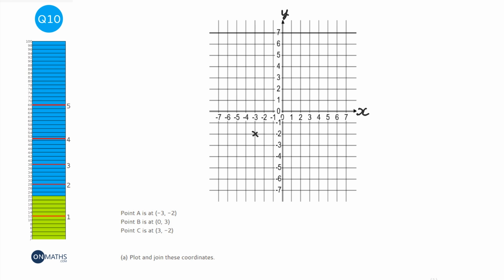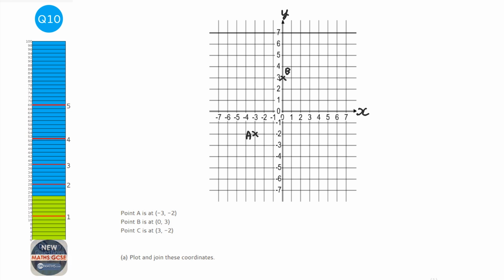A really common mistake is to muddle them up. So as long as you remember you're going across and then up or down, obviously if it's negative you go down, then you should be fine. Now it says point A, so I probably should label that as A. And point B is 0, 3. It means we're not going left or right at all. We're just going to stay at 0, but we could go up 3. So it's going to be there.